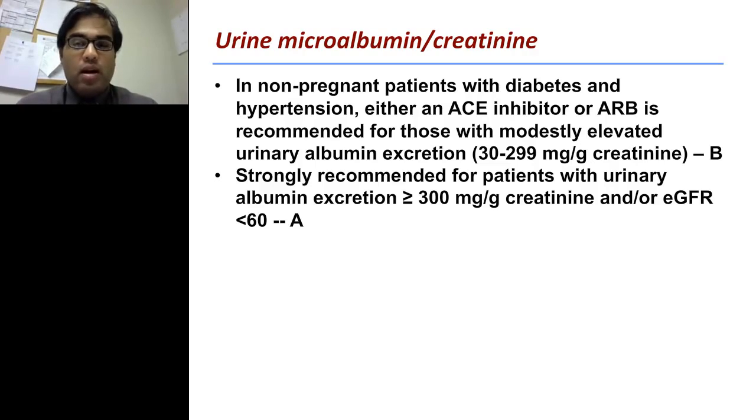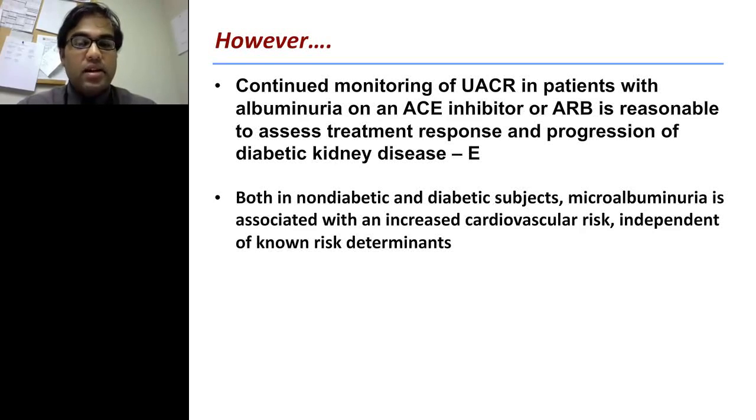So we talk about this as a biomarker. How is it helpful as we gauge these patients' response to therapy? Interestingly, if you look at the American Diabetes Association statement about monitoring patients, they mention that continuing monitoring of the urinary albumin to creatinine ratio in patients who already have known albuminuria on an ACE inhibitor or an ARB is reasonable to assess treatment response and progression of diabetic kidney disease. Now, sadly, this is level E evidence, almost expert-only evidence.